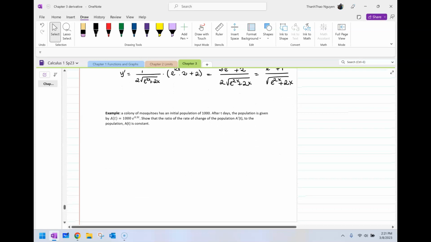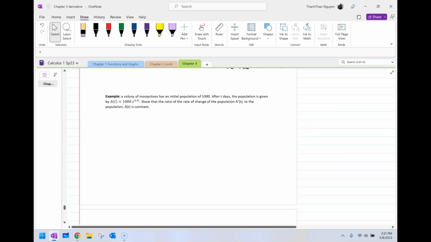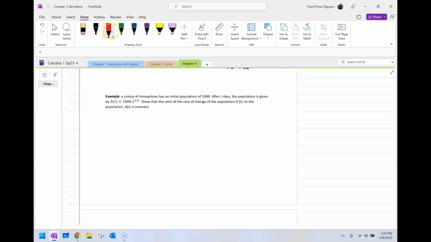A colony of mosquitoes has an initial population of 1,000. After t days, the population is given by A of t equal 1,000 times e to the 0.3 t. Show that the rate of change of the population A prime of t to the population A of t is constant. Okay, so the goal here is to show A prime of t divided by A of t is a constant.